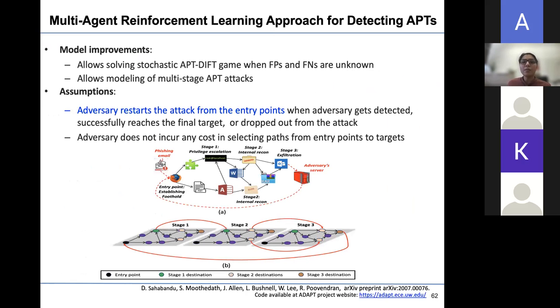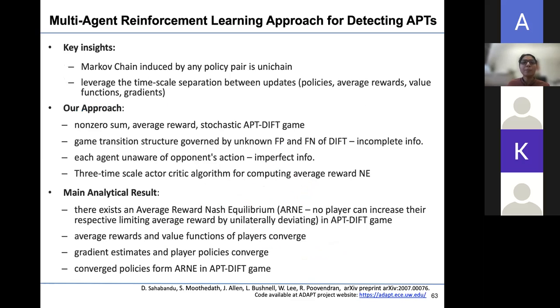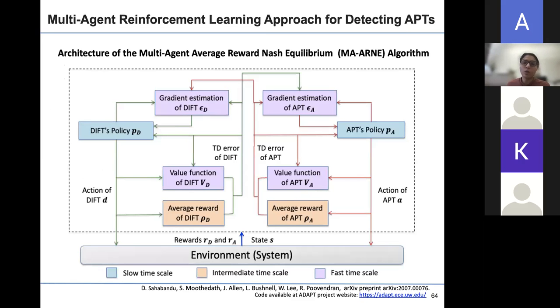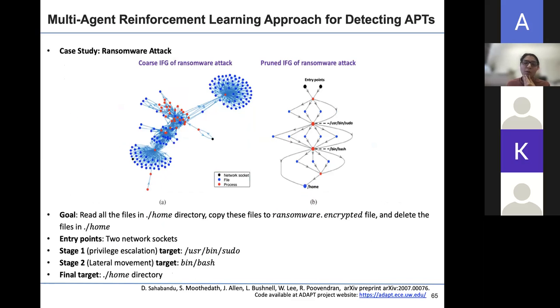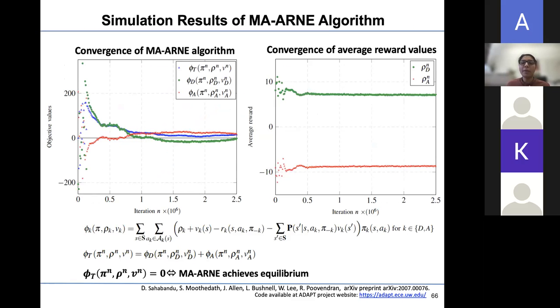In that case, we use a multi-agent reinforcement learning approach for tackling this problem. The details of this work are available in the paper below. It's under submission, and the code is also available at the link below. Here we again provide guarantees for solving this game with convergence guarantees. The idea is to use a two-timescale algorithm. I'm not going into the details of that today. We again implement this on real attack data. We used ransomware and showed convergence of our method and also provided analytical guarantees.